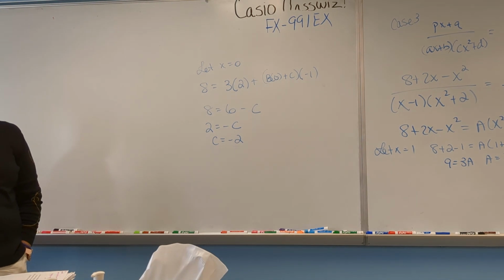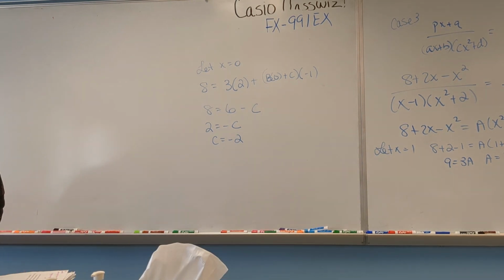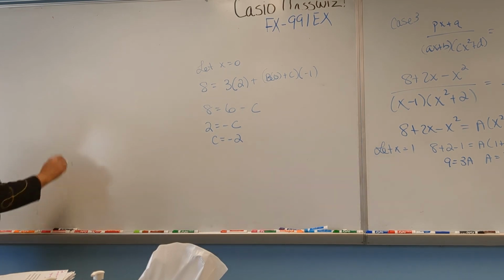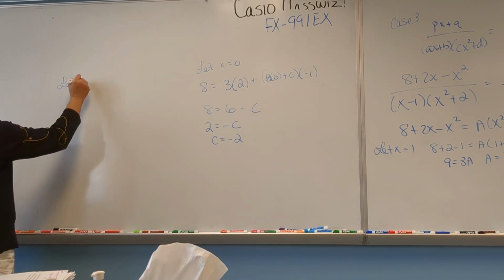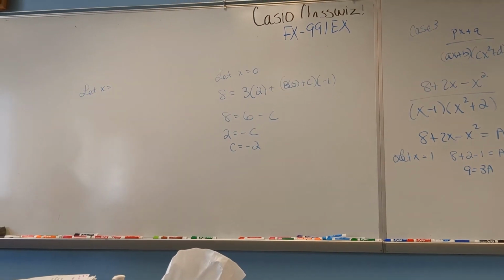All right, how do you feel about my C? I'm gonna assume it's right. It is. I mathed correctly this time. Okay, now, how do I go about finding the last unknown, which is B? Let X be what? Just do 0 again. We used 0 already, can't use it again.